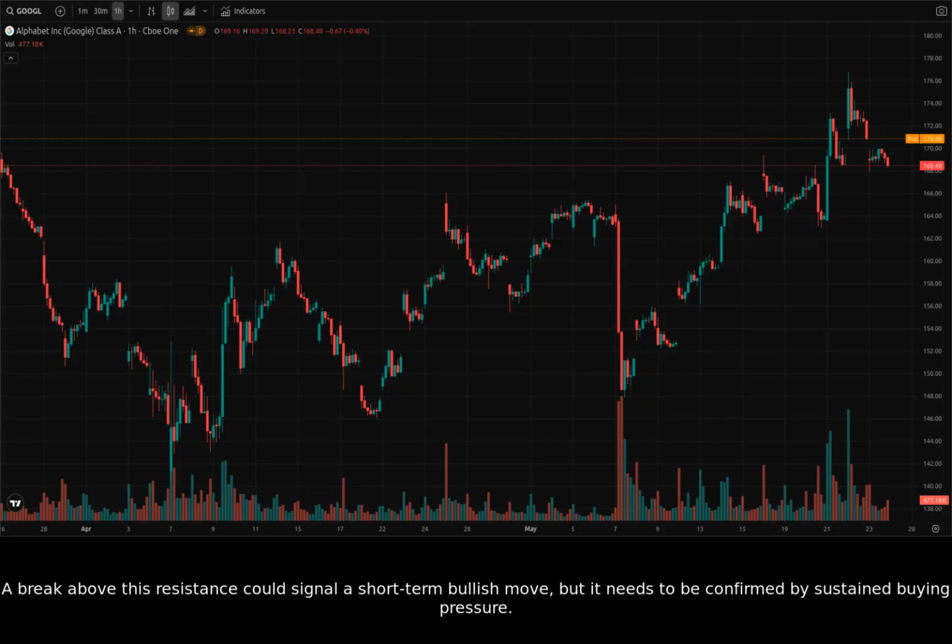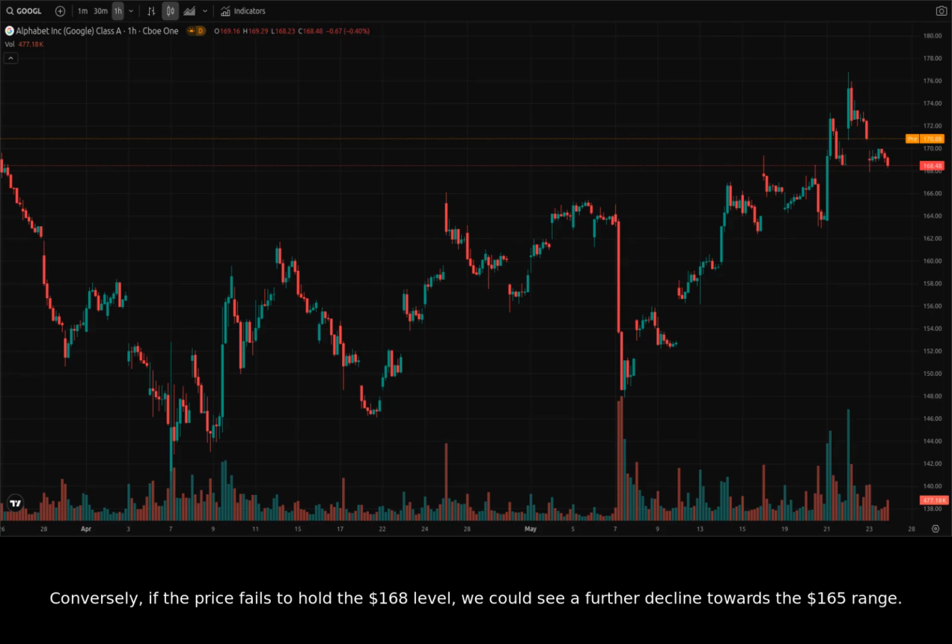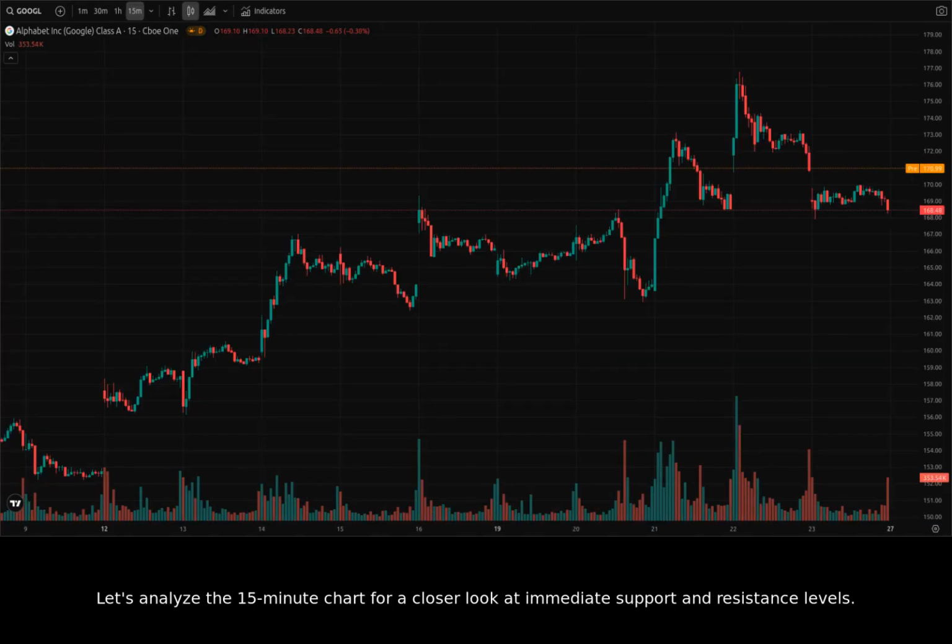A break above this resistance could signal a short-term bullish move, but it needs to be confirmed by sustained buying pressure. Conversely, if the price fails to hold the $168 level, we could see a further decline towards the $165 range. Let's analyze the 15-minute chart for a closer look at immediate support and resistance levels.